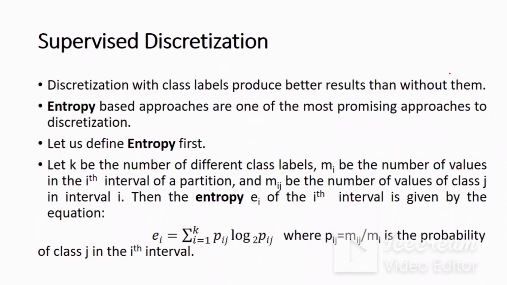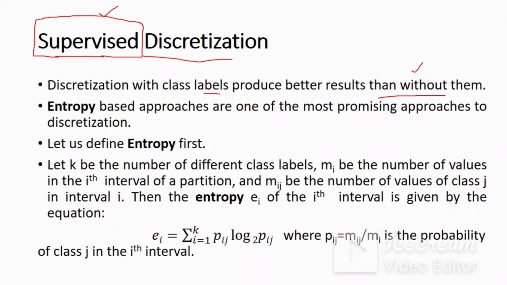So now we'll get into supervised discretization. Supervised discretization is talking about the case where we have a class label. Unsupervised discretization is talking about the case where we do not have a class label. Discretization with class labels produces better results than without any class label. Naturally, class labels are going to be helpful in producing better results.